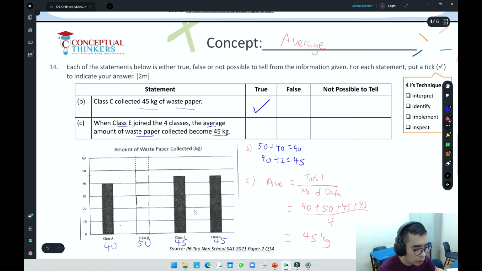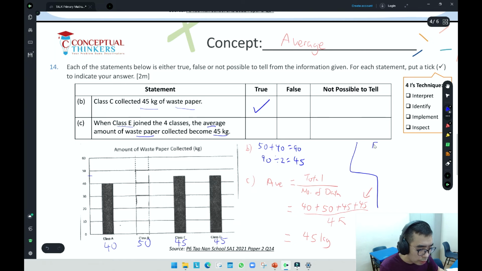for these 4 classes. So now imagine you introduce another new class into this. So what will happen is the total will change, right? The total will change, and also the number of data here will change to 5. So now we don't know the total. What is the amount of waste paper collected for class C? Now this will be the one that actually helps us to understand what to fill up for the column here. Now if class C, sorry, class E, let me just do a scenario.